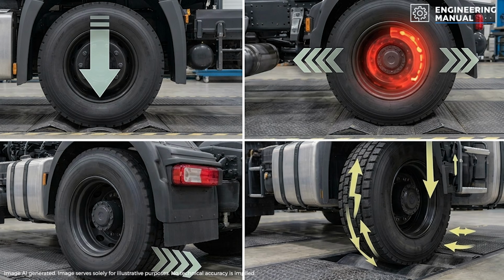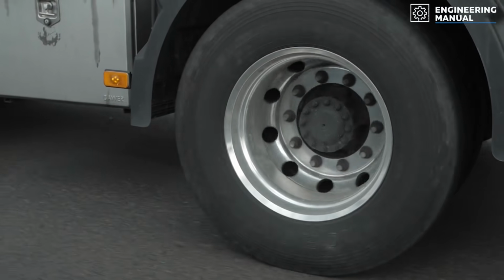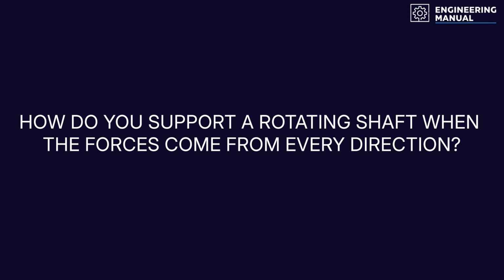The forces constantly change direction. A conventional roller bearing handles radial loads beautifully. Axial loads are another story. So engineers asked a different question. How do you support a rotating shaft when the forces come from every direction?